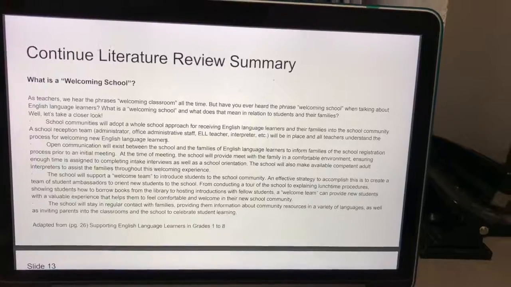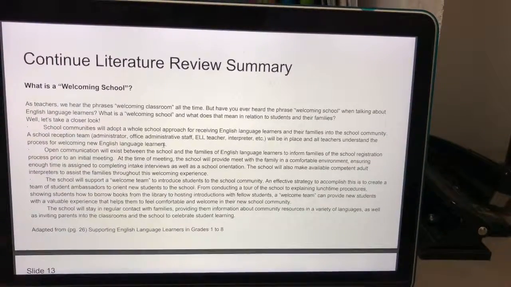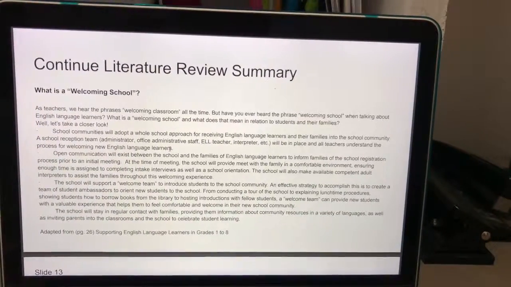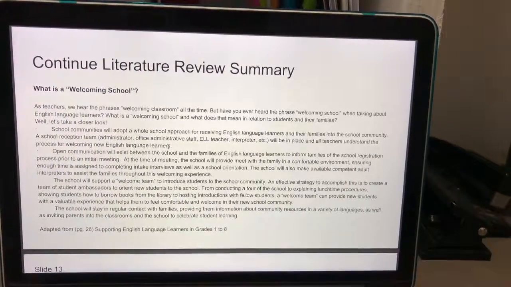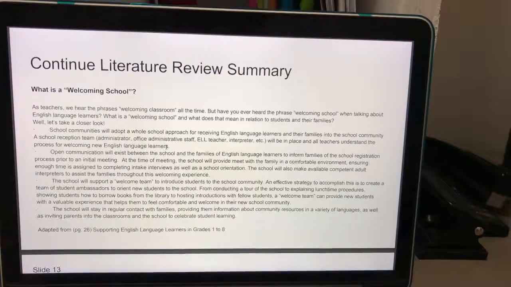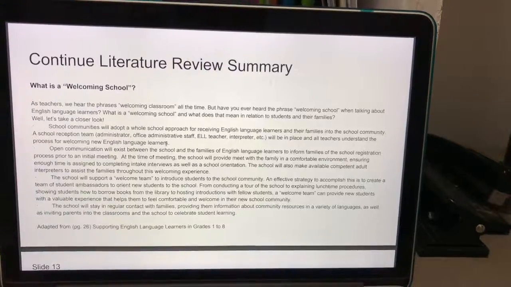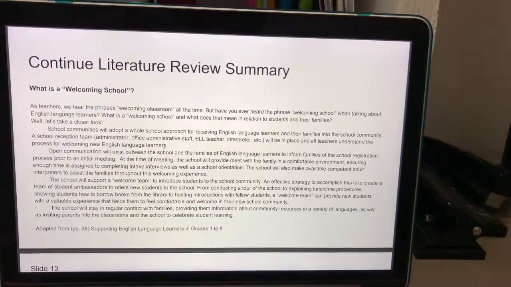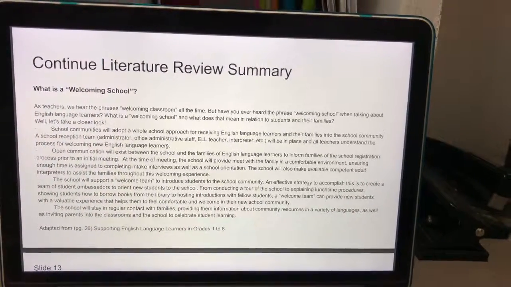Once again, as teachers, we hear the phrase welcoming classroom all the time. But for school communities, the idea is to adopt a whole school approach for receiving English language learners and their families into the school community. So a school reception team, for example, administrators, office administrative staff, ELL teachers, interpreters, etc., will be in place, and all teachers understand the process for welcoming new English language learners. Once again, open communication will exist between the school and the families.